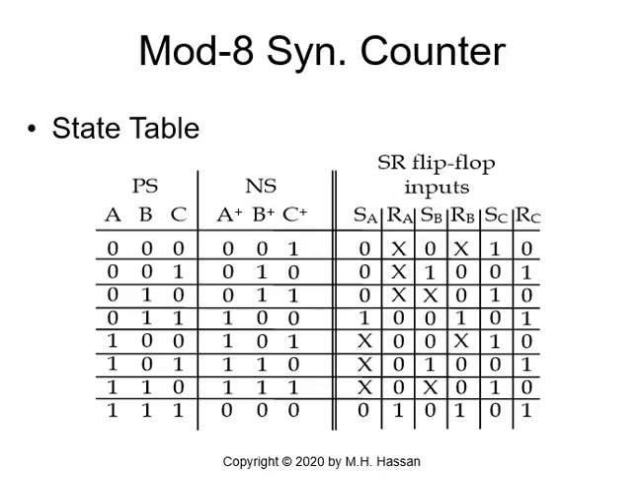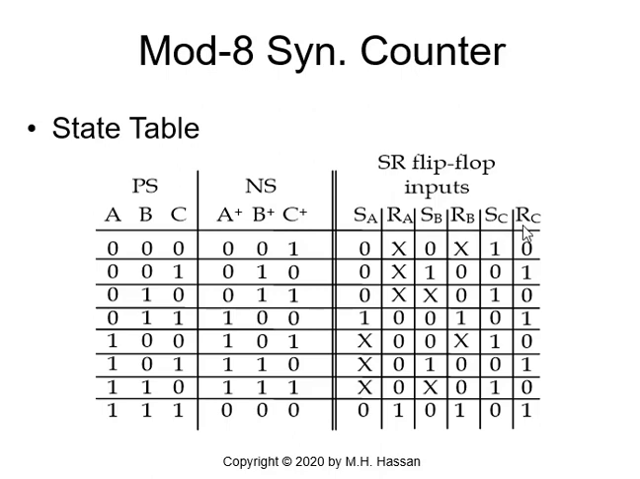We have the present state and next state. If we are in state 0, 0, 0, the next state will be 0, 0, 1. Then the next state will be 0, 1, 0. If we are in 0, 1, 0, the next state is 0, 1, 1, until we reach state 1, 1, 1. Then we go back to 0, 0, 0, and the cycle will repeat itself again. We have to find SA and RA for flip-flop A, SB and RB for flip-flop B, and the excitations for flip-flop C.